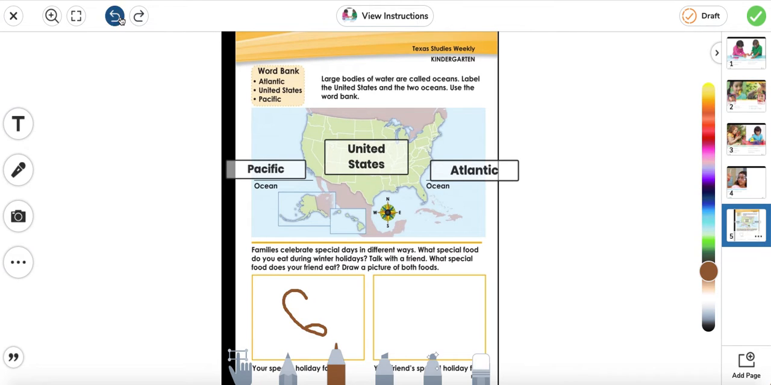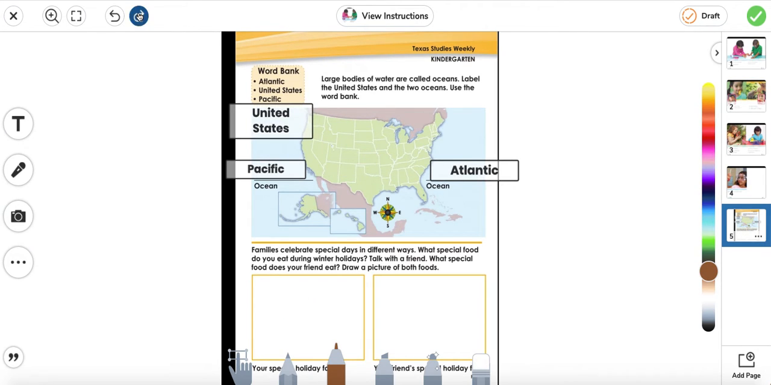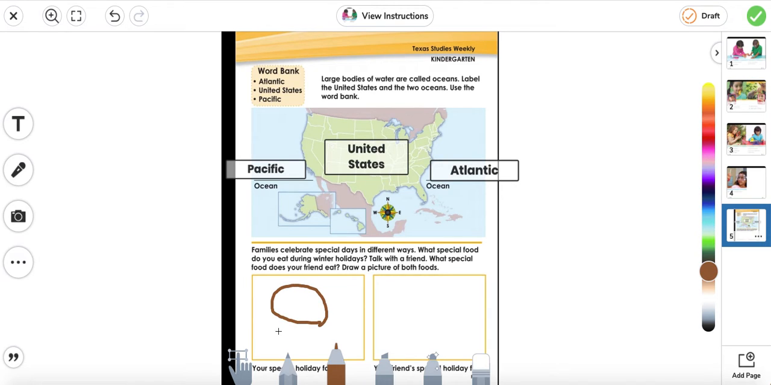Let me just draw a big, oops. I'll just draw that and we'll say that's a turkey. And I'll draw a little plate, a red plate. So that'll be our turkey. So we eat turkey. Well, I eat turkey for Thanksgiving.